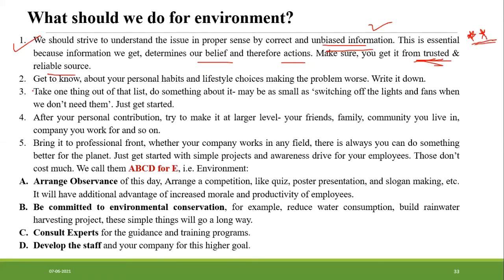Then these are some of the points. Please check which part of your lifestyle is causing this problem, take any one of that, and just try one short activity. Whenever we expand that activity, that becomes really great. You can expand it to your friends, family, your community, your friend circle, and all this. Or what you can do, this is just a short acronym that I came up with: ABCD for E, for environment. Okay, first is arrange the observance of this day.